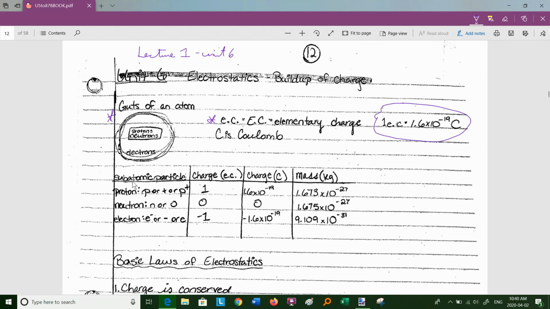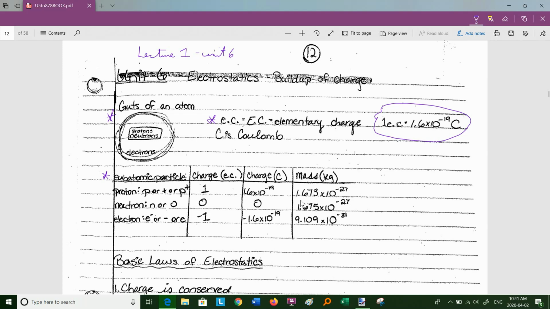So here's a little chart of the subatomic particles. Sub meaning within, right? Like a submarine is something within the water. Marine meaning water. So subatomic, within the atom. So we've got protons, which are p or p+, though you hardly ever see p+ written. 1 elementary charge, 1.6 by 10 to the -19 coulombs, and the rest mass for a proton is 1.673 by 10 to the -27 kilograms.